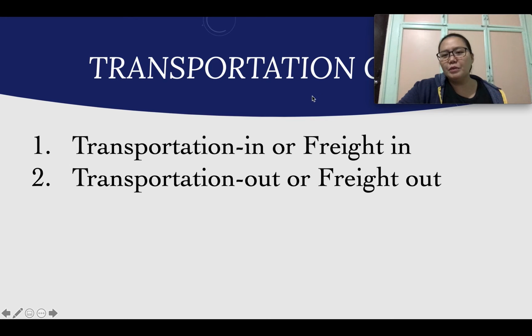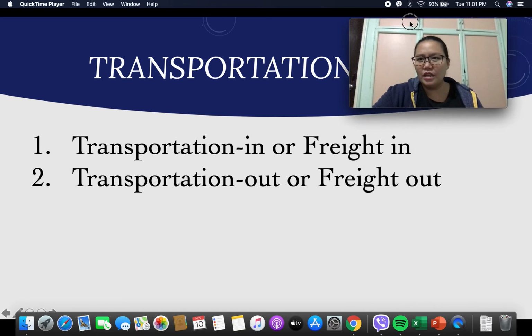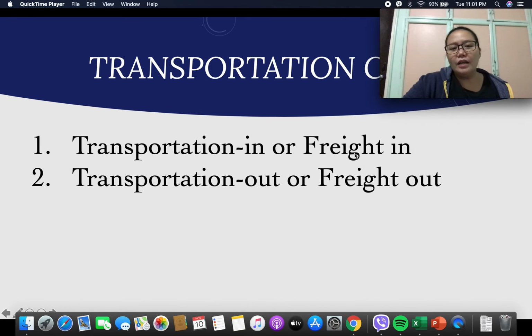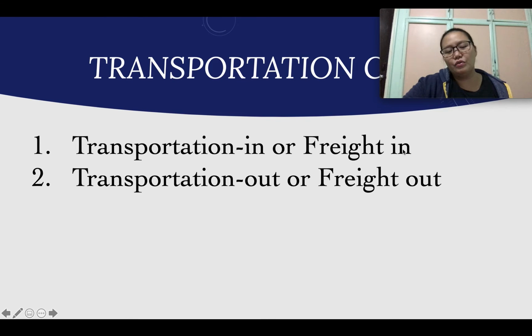So we have the following for the transportation cost. If the terms of the shipment is FOB shipping point, meaning the buyer is the owner of the goods, the buyer will be the one to pay and record the transportation cost in their books. We use the account transportation in or freight in. The transportation in or freight in account is considered a purchase related account, and eventually it will form part of the cost of the inventories.